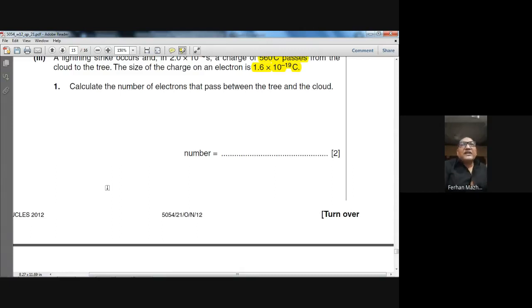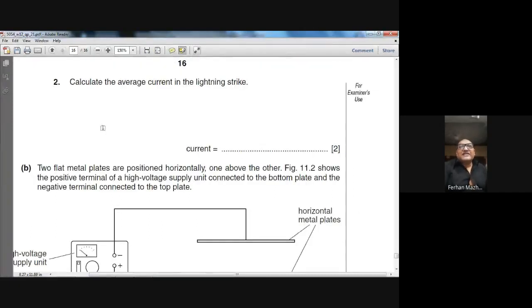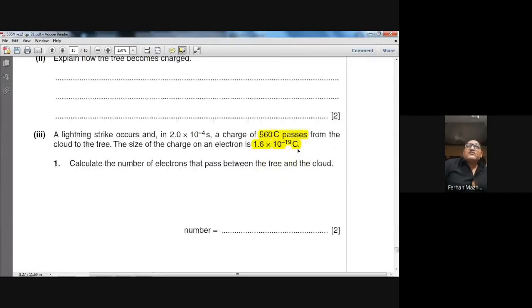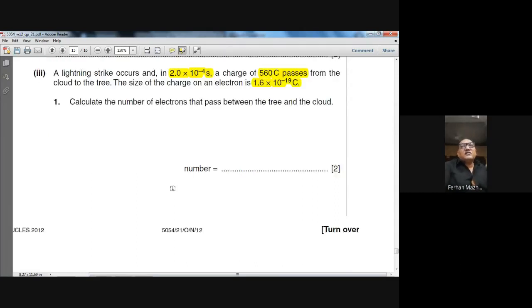Then it says calculate the average current in the lightning strike. We can calculate the current. Current is charge divided by time. I know the amount of charge and I also know the amount of time. The time is 2 expo minus 4 seconds. And the amount of charge which flowed is 560 coulomb. So simply divide the charge by the time and you will get the amount of current.